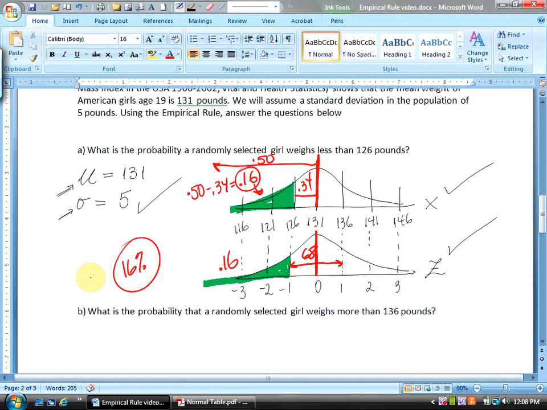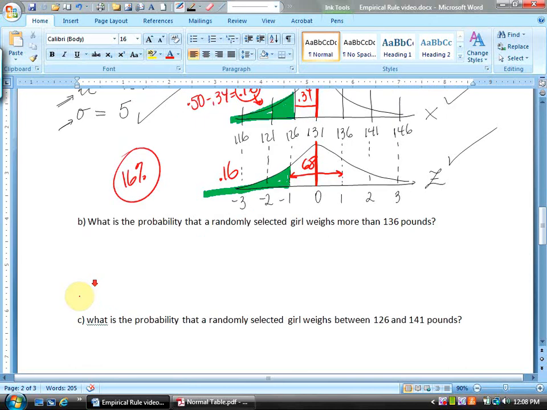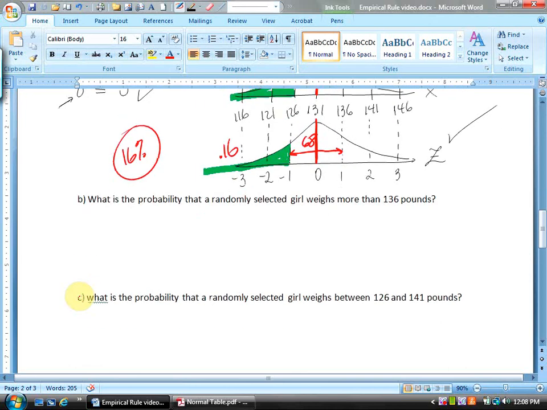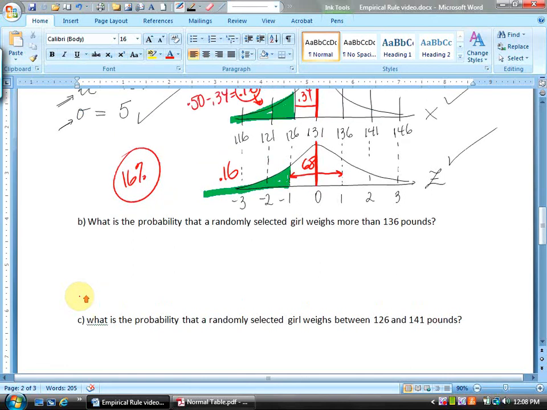So we could say, generalize to the population that 16% of all American girls age 19 weigh less than 126 pounds. Next question. What is the probability that a randomly selected girl weighs more than 136 pounds?